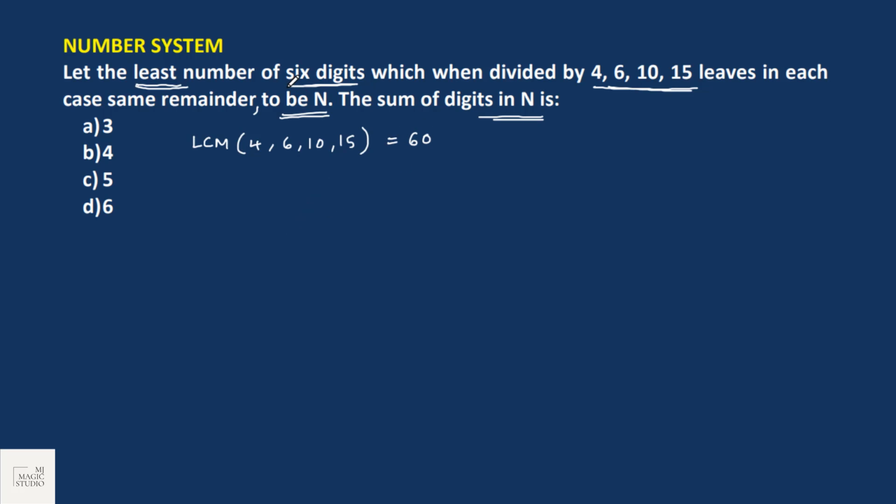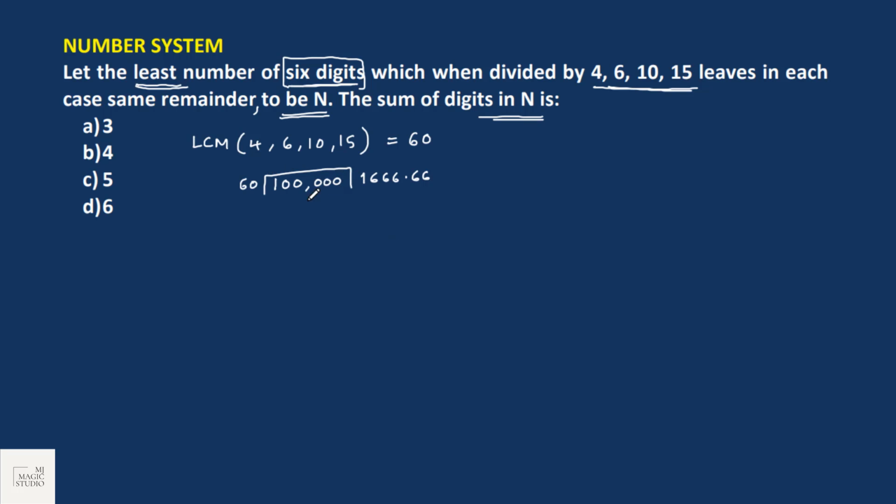Now we are looking out for a 6-digit number. The smallest 6-digit number that we know is 100000. Let's divide this by 60. So we'll get 1666.66.